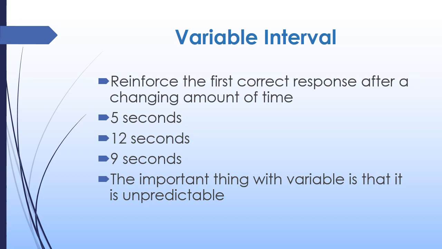Another example of variable interval is fishing, right? It doesn't matter how many times you put your pole in the water and take it out, right? And you might catch a fish after 5 minutes. Then you may not catch a fish for 2 hours. Then you may catch a fish 2 minutes later. So you're getting reinforced by catching fish, but you can't predict how much time it's going to be between catching fish. So that would be variable interval.